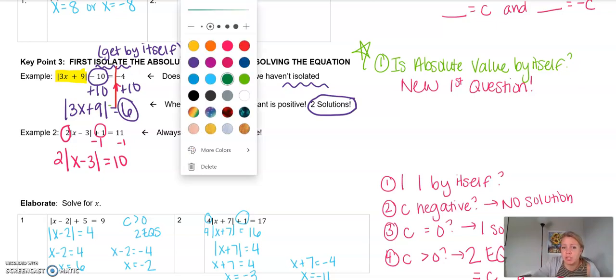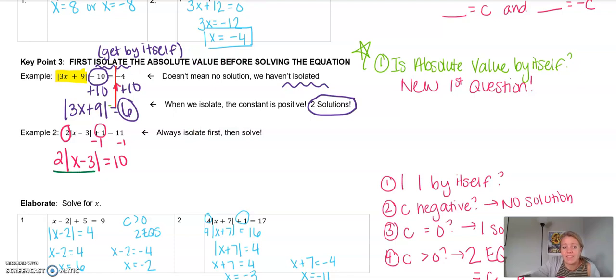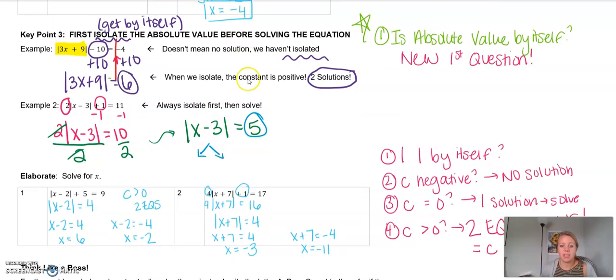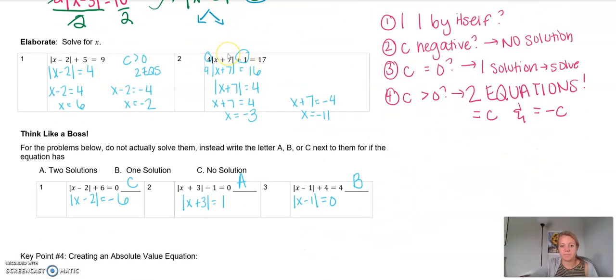So to undo multiplication, we're going to divide by 2. So we're going to divide both sides by 2. So this becomes the absolute value of x minus 3 equals 5. Because this is positive, we would solve our two equations and get two solutions. So let's look at these examples real quick. Notice on this one, my first step was I had to move this plus 5. So I subtracted 5 from both sides and got 4.